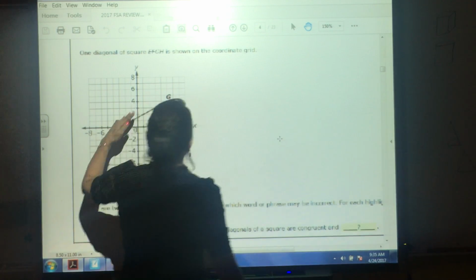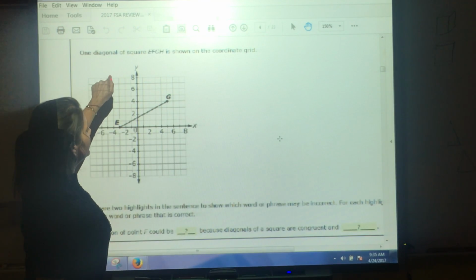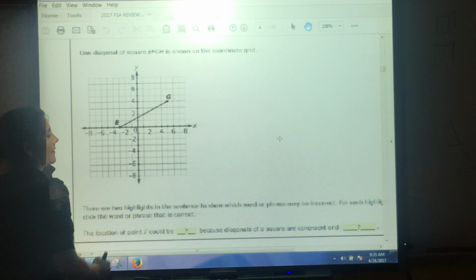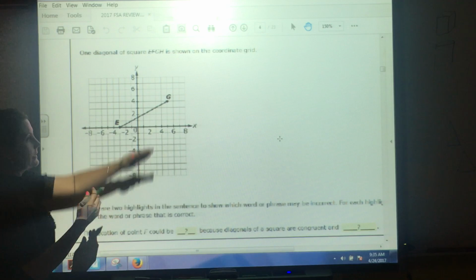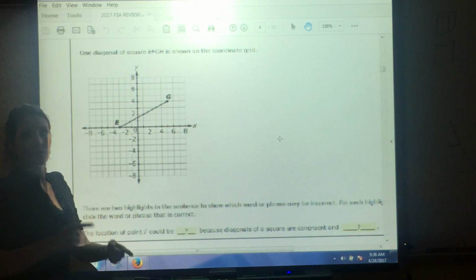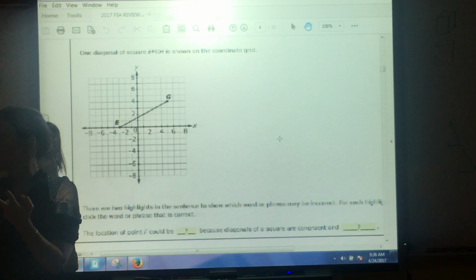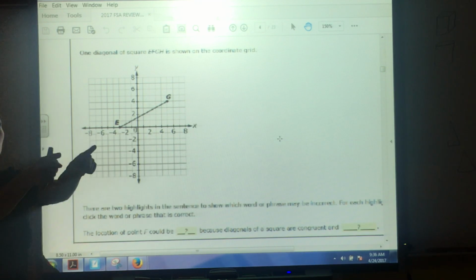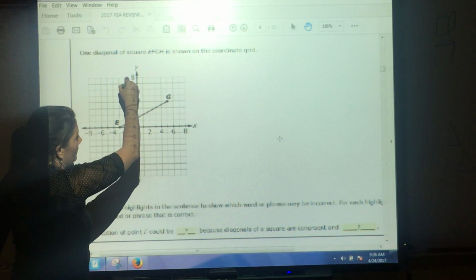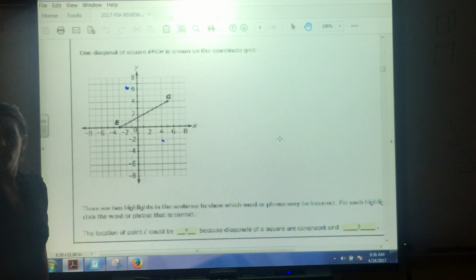This is a diagonal of a square. It is asking us for the possible coordinates for point F. So this is a diagonal. The other diagonal is going to go this way. You know that the diagonals are congruent and the diagonals are perpendicular. Nice, good job. Perpendicular. So that point is going to be here or here roughly. We're going to find it exactly though.